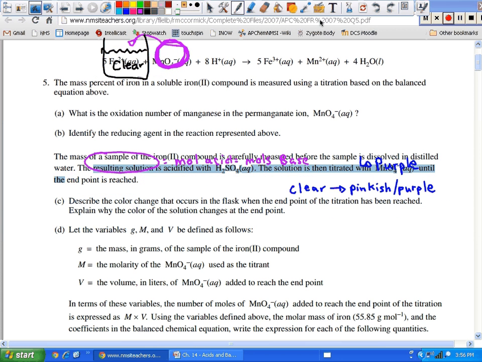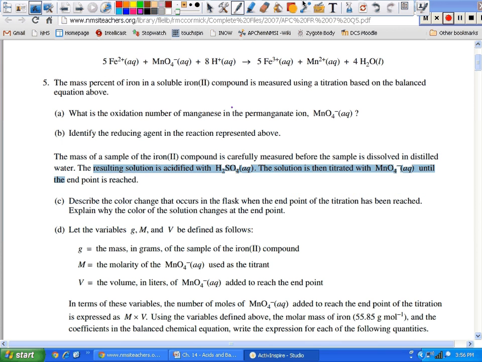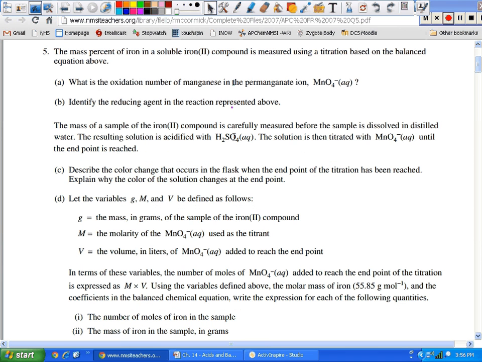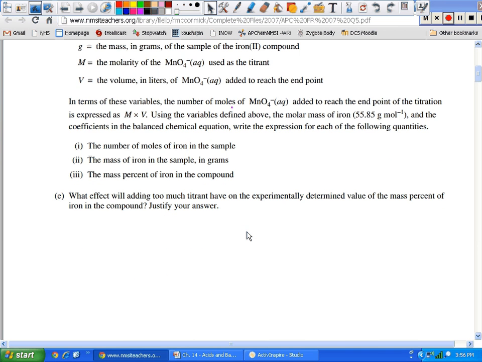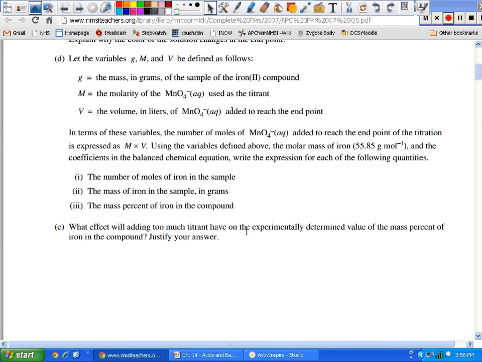All right. D. Let the variables G, M, and V be defined as the following. G is the mass in grams of the sample of iron 2, M is the molarity, and V is the volume in liters added to reach the end point. See, this is where the number of moles of iron in the sample. What would you do?